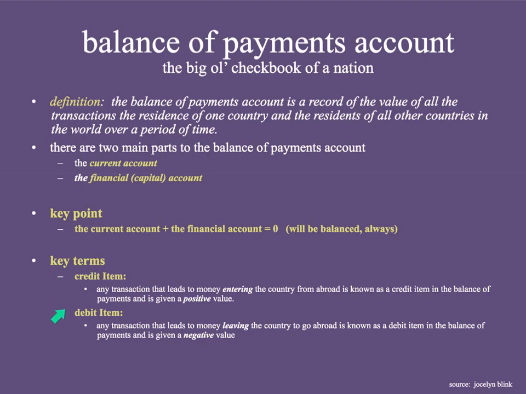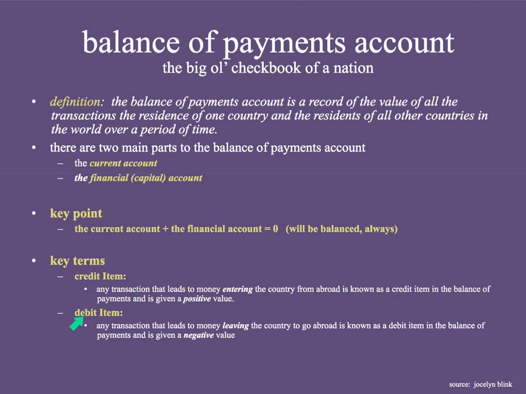Okay, some key terms here. First of all, credit item. A credit item is any transaction that leads to money entering the country from abroad, and is known as a credit item in the balance of payments and is given a positive value. Beautiful. So any transaction where money is flowing into the country. So for example, if Chile is exporting a good, what's coming back? The money. Okay? So any exports would lead to money entering the country from abroad.